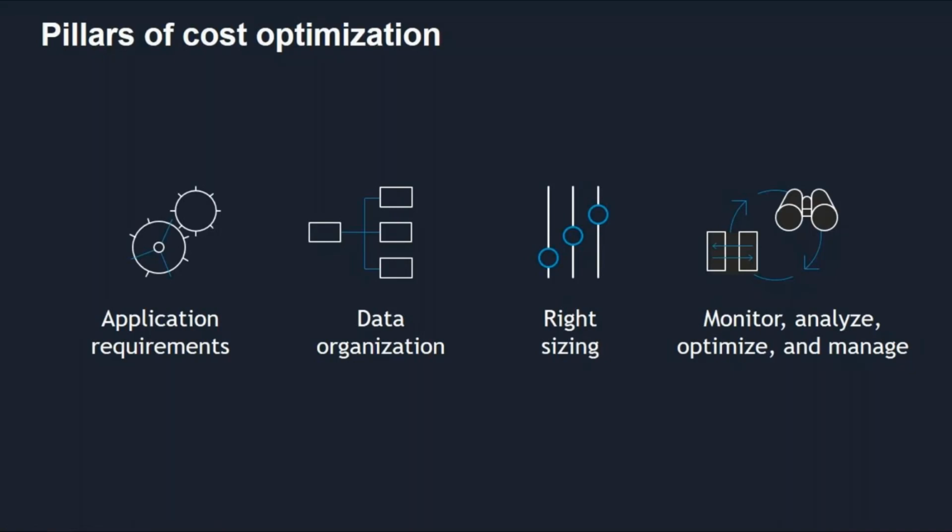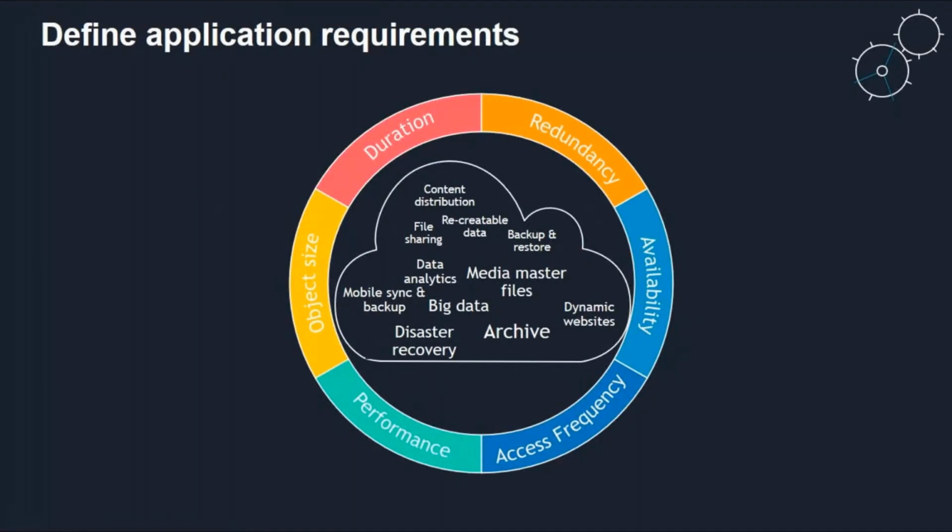And while we have 4 distinct pillars, we'll dive deep into each of these. It's important to note that they have different impacts on our ability to optimize costs and the ability to leverage to meet our business needs. And this all begins with our application environment. So first up, let's talk about defining our application requirements.